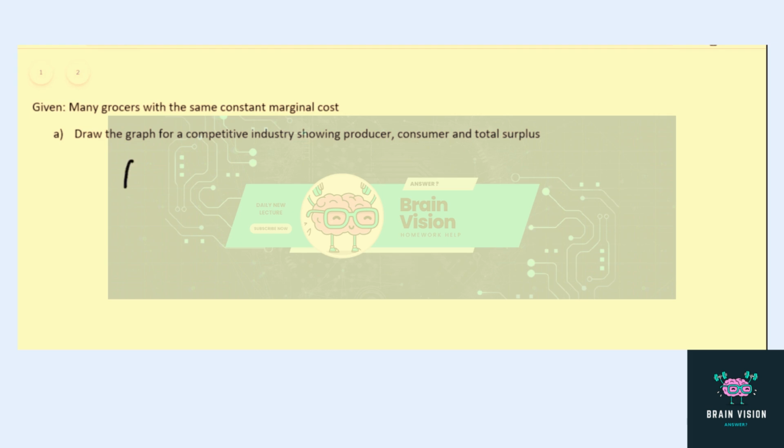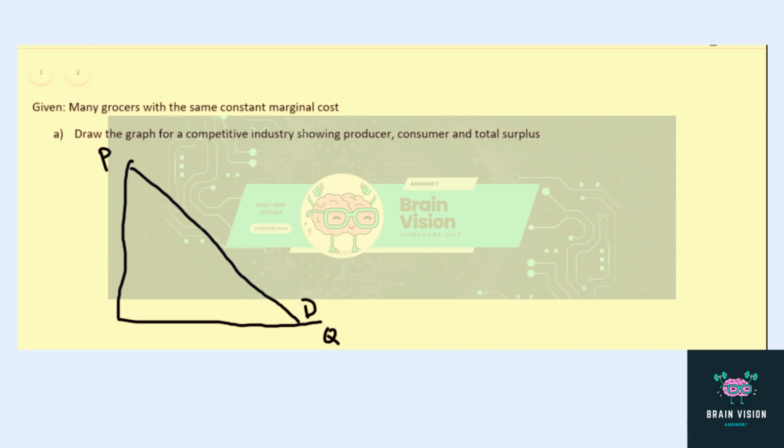And so here we have the graph, right? We have quantity and we have price, and we have, as always, a downward facing demand curve. And now, because we're in a competitive industry, the marginal revenue is going to equal demand, and we have this constant marginal cost. And so we're going to produce here at a price that's equal to the marginal cost.